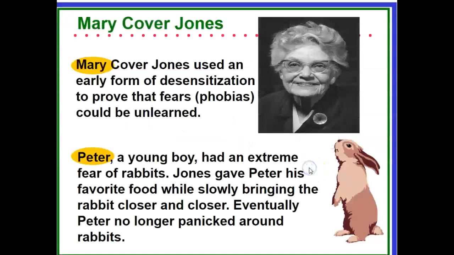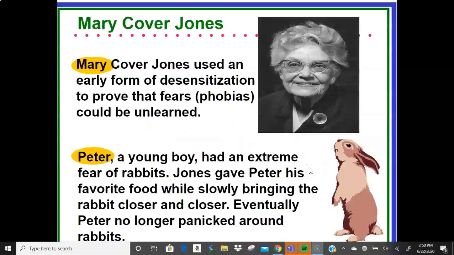Mary Cover Jones, though, she used the early form of desensitization to prove that fears or phobias could be unlearned. She used a little boy named Peter, who had an extreme fear of rabbits, which I really wish I knew. Where did he get his fear of rabbits from? But Jones gave Peter his favorite food while slowly bringing the rabbit closer and closer. Eventually, Peter no longer panicked around rabbits. This is called, again, desensitization.